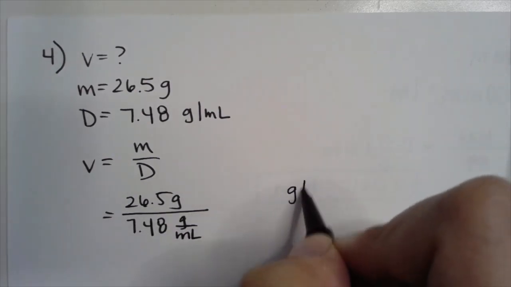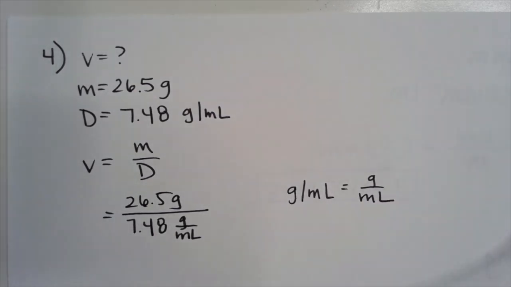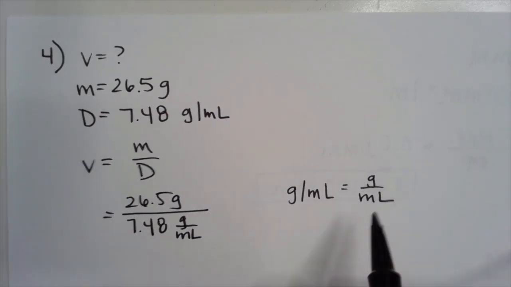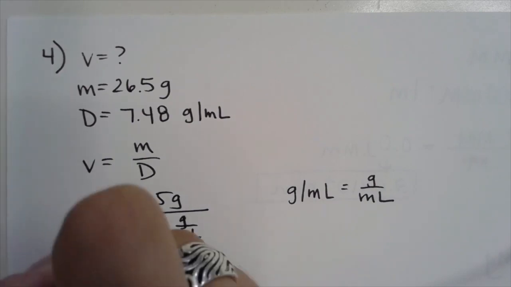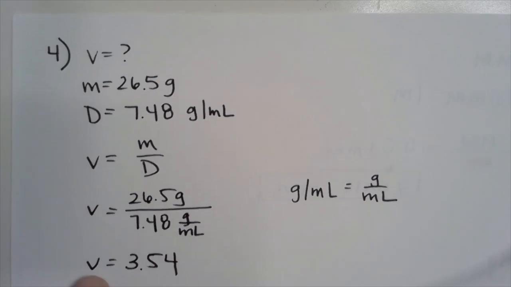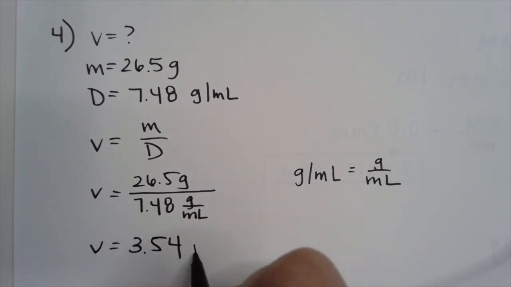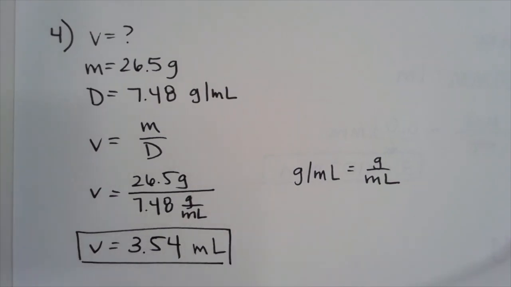Now this is the same thing as that, just so you're aware. It doesn't matter which way you write it, as long as you understand that those mean the same exact thing. My answer should have 3 significant figures. And because I was solving for volume here, notice my denominator unit for density is in milliliters. So that's the unit that I found right there. And there's my final answer.